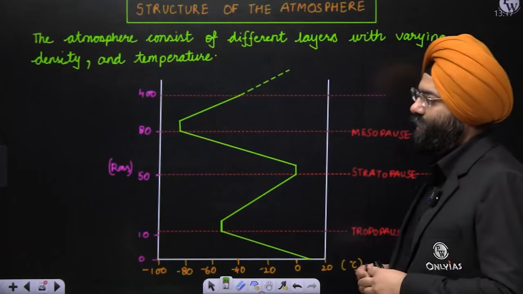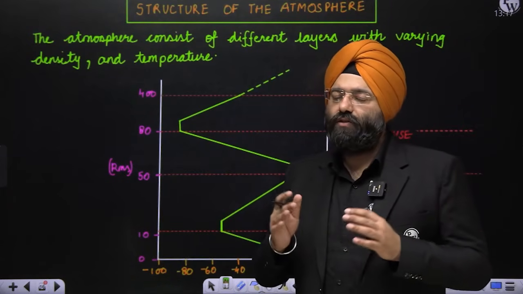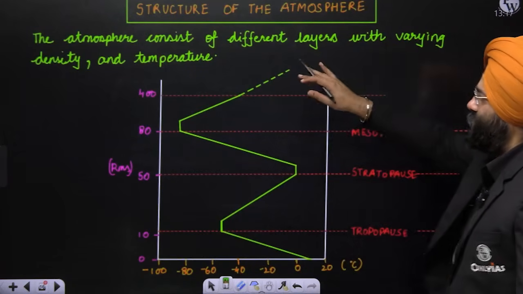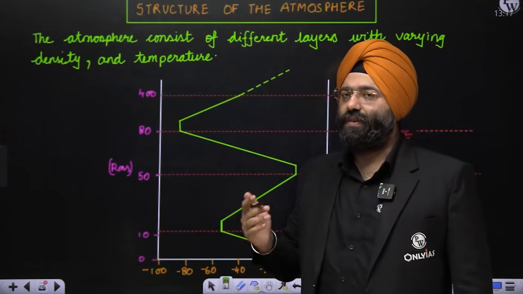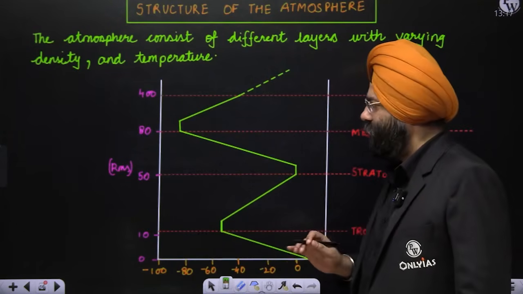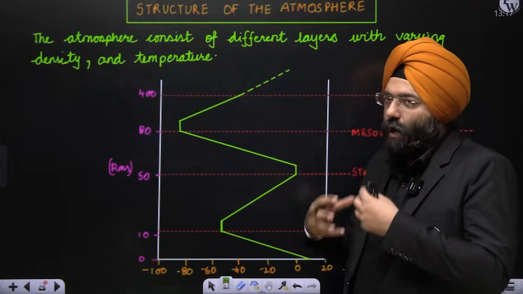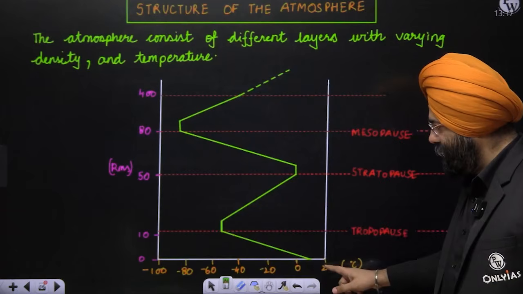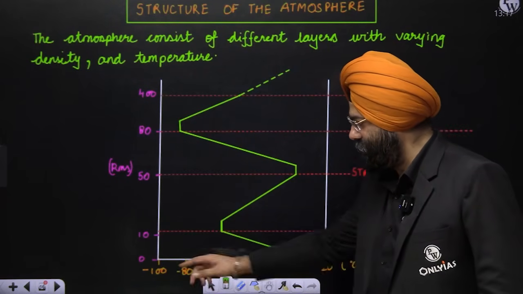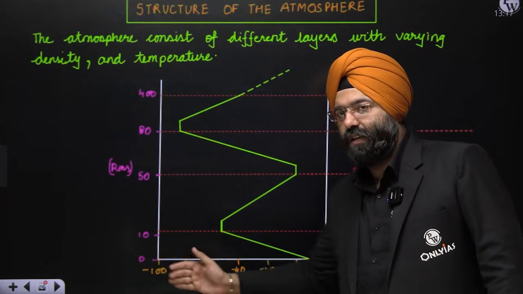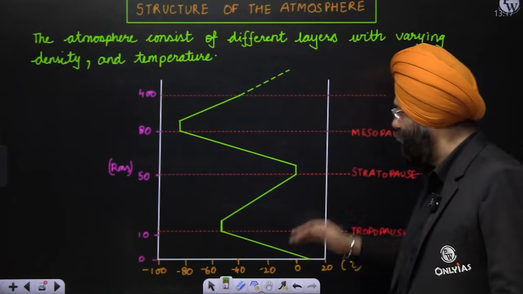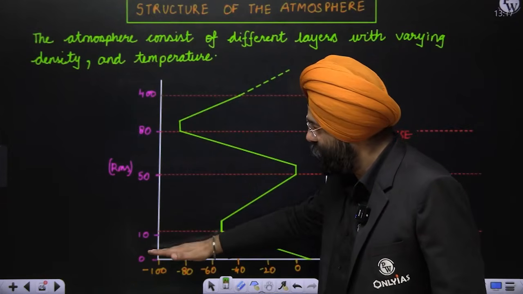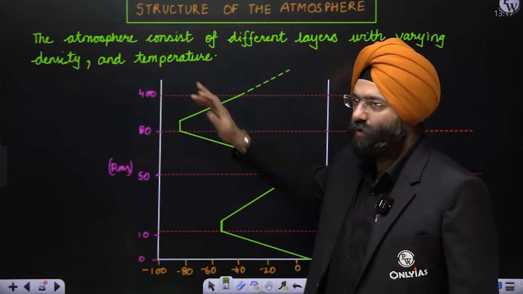Please understand, when I talk about structure, it basically talks about the arrangement of the atmosphere. Based on various parameters like density and temperature, there are various layers into which the atmosphere is divided. Initially, let us see how you make the graph. This represents 0 degrees, this is 20 degrees, this is minus 20, minus 40, minus 60, minus 80, minus 100. That means as you move towards this side, it represents a fall in temperature, right? This basically refers to the height. 0 means the Earth's surface. As you move up, this is 10 kilometers, 50 kilometers, 80 kilometers, 400 kilometers, and so on and so forth.